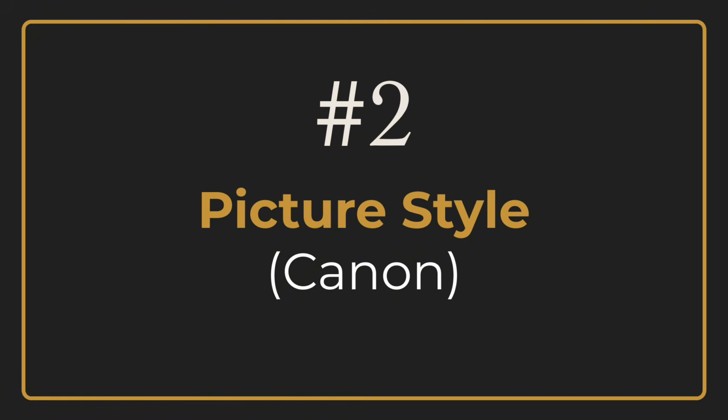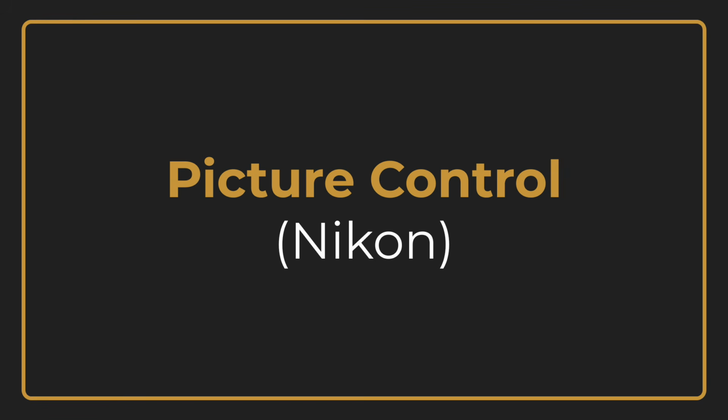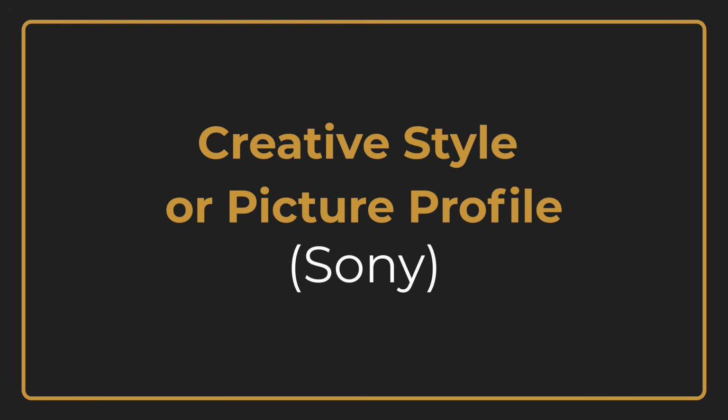Number 2 is Picture Style on Canon, Picture Control on Nikon, and Creative Style or Picture Profile on Sony. Most cameras ship with this set to standard, but standard pumps up the saturation and the contrast in your camera. So what you see on the back of your camera, that's not exactly what you captured. It's the camera's version of it with the contrast turned up.